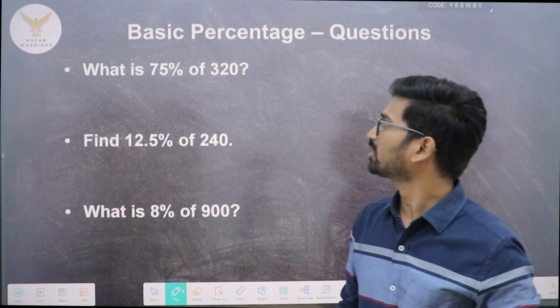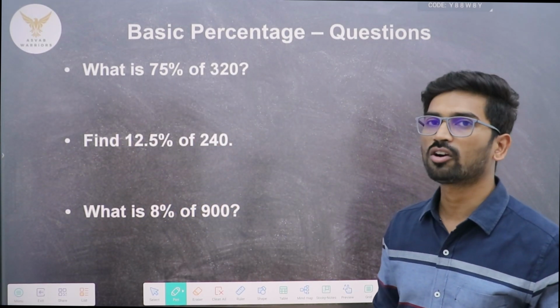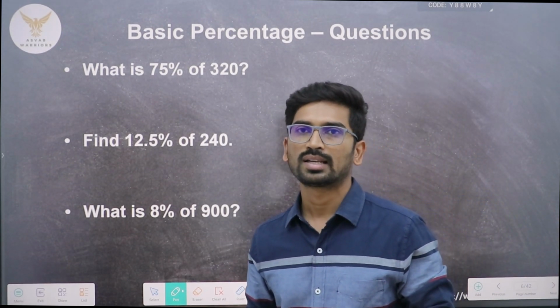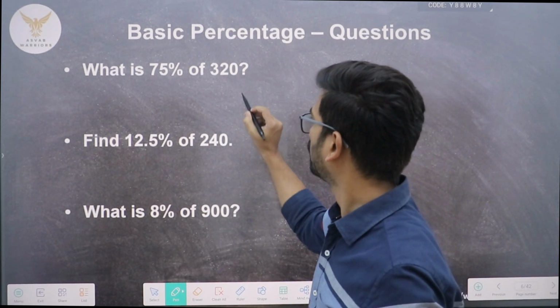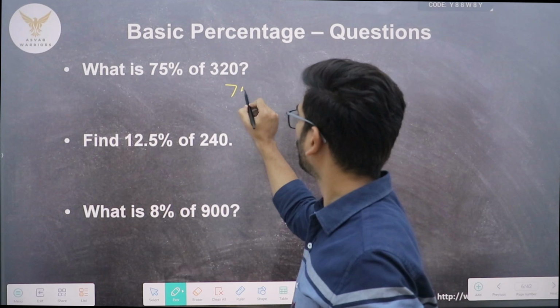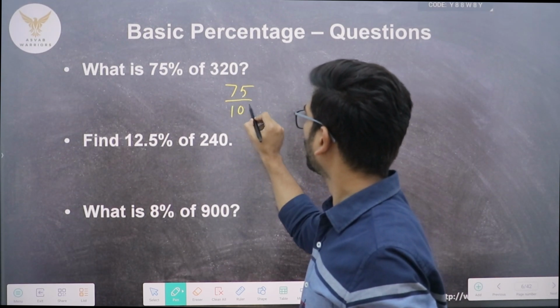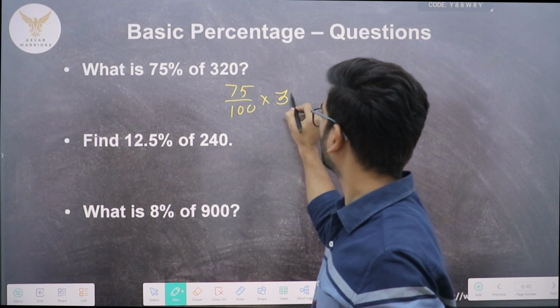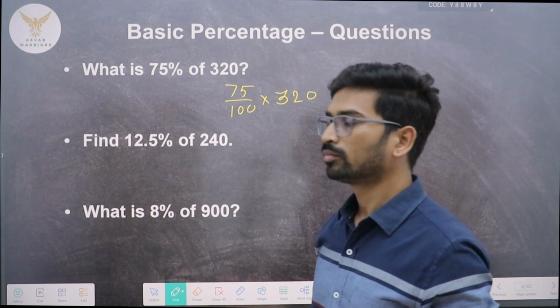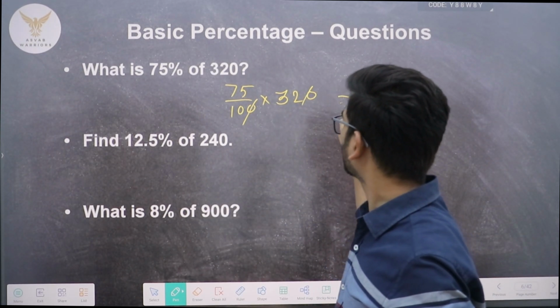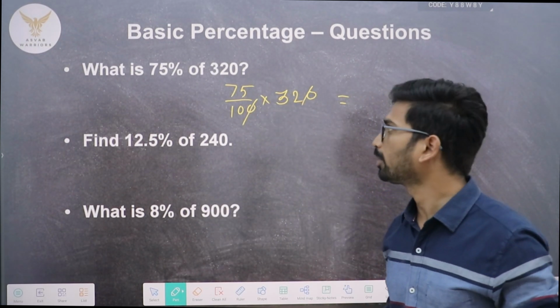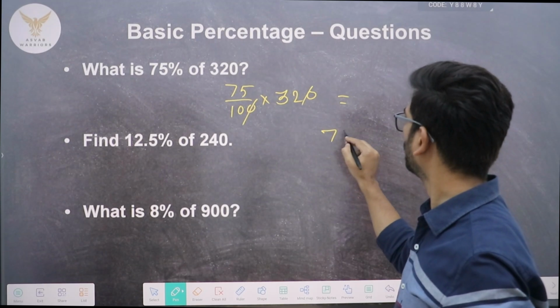Now this example says, what is 75% of 320? Again 75 will be part, its whole is 100. We will multiply this ratio with 320. 0 0 again gets cancelled. We need to find out 75 multiplied by 32. How much will it be?